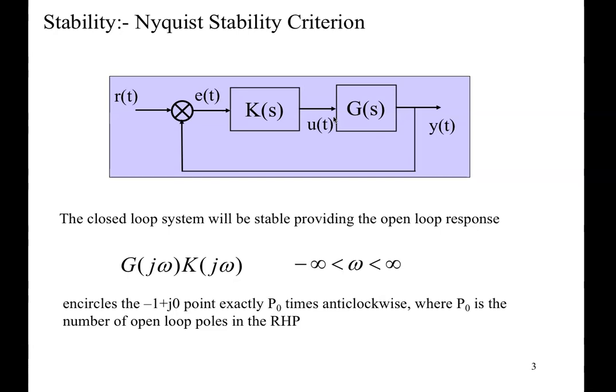Now, to interpret that, for most cases, if my open loop system is stable, i.e. I have no unstable poles, so P0 equals 0. In this case, what that says is that the closed loop system will also be stable if the polar diagram or Nyquist diagram does not encircle the -1 point in the S-plane. It encircles 0 times. Okay, so that's the criteria.